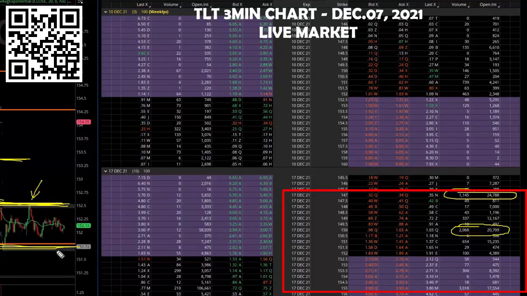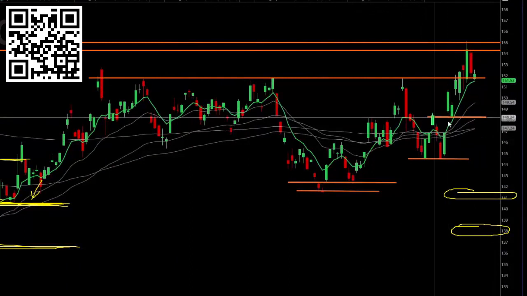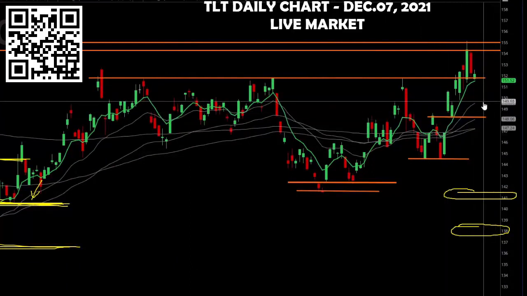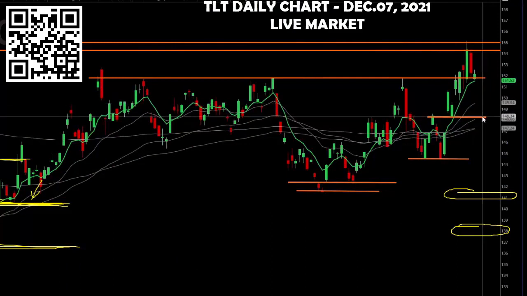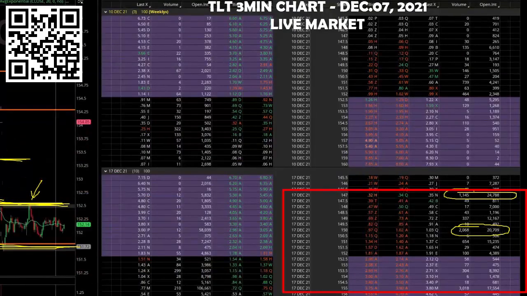But if we break below the support line, watch out, because you know the next possible level. I've shown you what the next possible level is, and the next possible level can be a retest. This is the daily chart. A retest here on this support line, and we have 149.5 and 148 dollars area. So we can have a big pullback here. Let's see what the action will bring us in the next couple of minutes. So stay tuned.